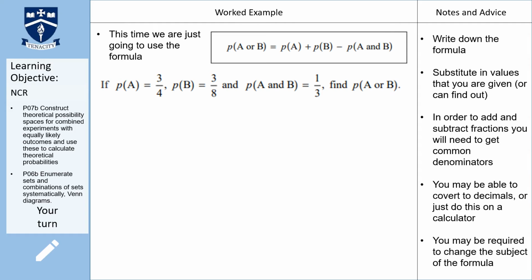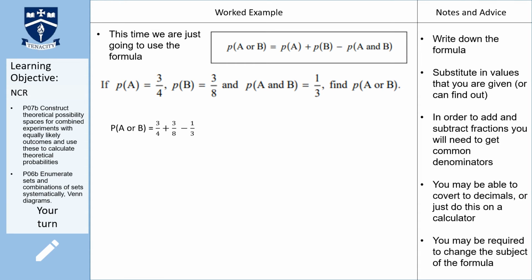So we've looked at the use of a Venn diagram. Now we can use the formula. Okay, now this is a case of putting the numbers in the right place. So we have the formula up the top there that the probability of A or B is equal to the probability of A plus the probability of B, take away the probability of A and B.